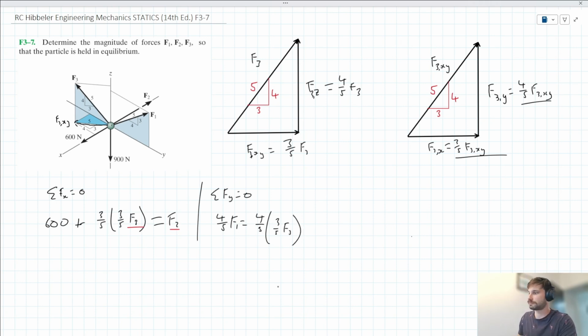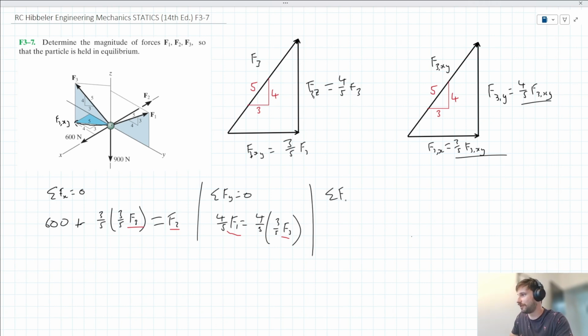Okay. Now, are we in a solvable place yet? No. The reason why is because we've got three unknowns, f1, f2, and f3. And we've only got two equations. So we've got 1 degree of freedom there. We need to keep on going with this.